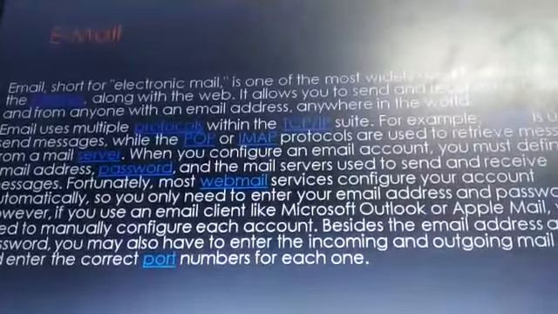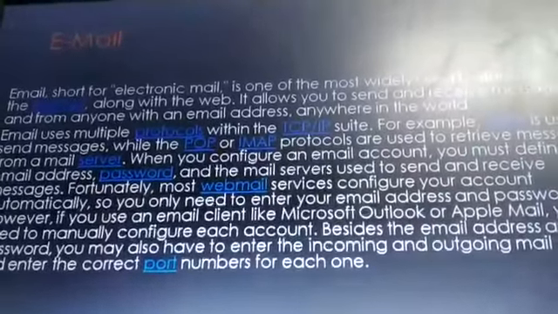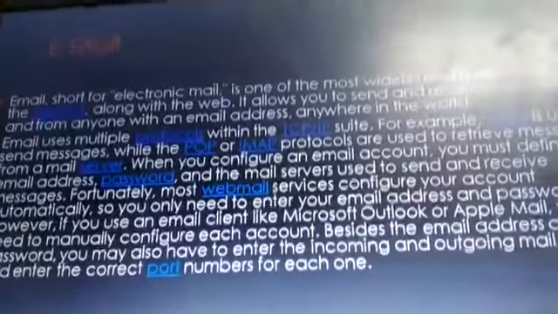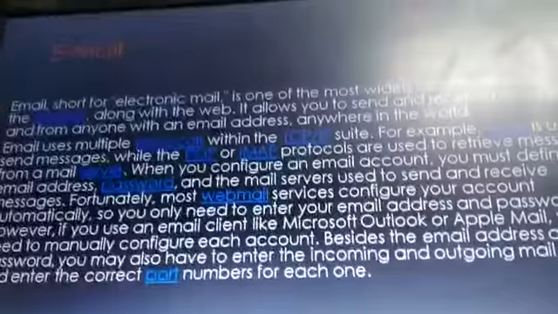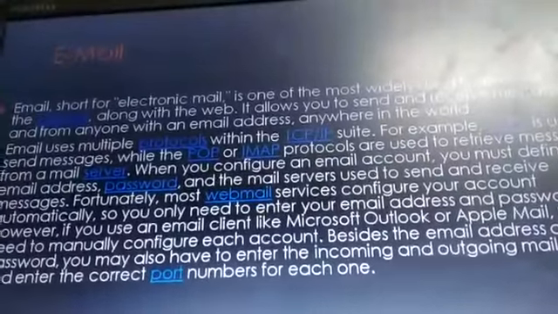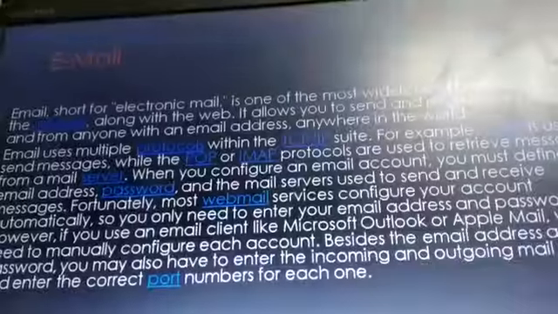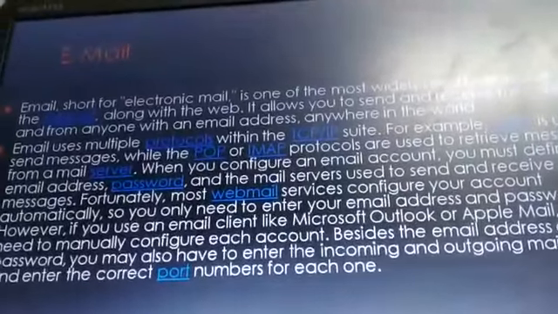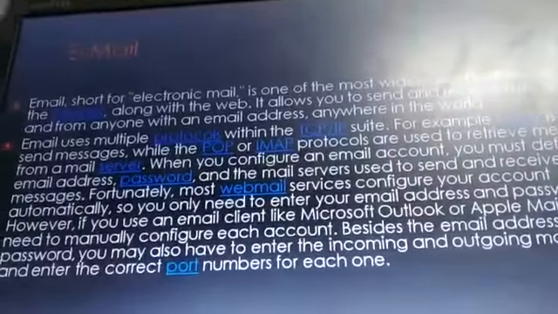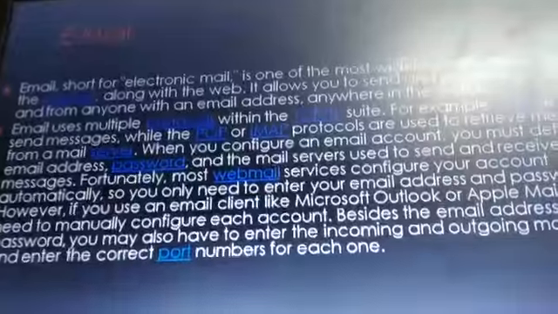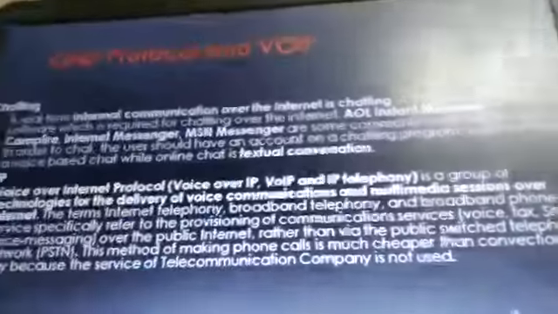However, if you use an email client like Microsoft Outlook or Apple Mail, you may need to manually configure each account. Besides the email address and password, you may also have to enter the incoming and outgoing mail server and enter the correct port number for each one. So that is a different thing, but you know how to use email. Now go to the next slide.